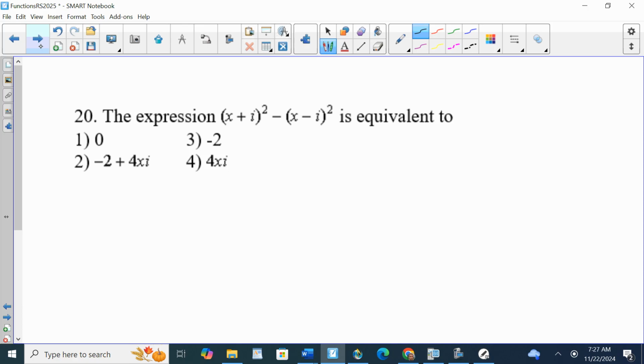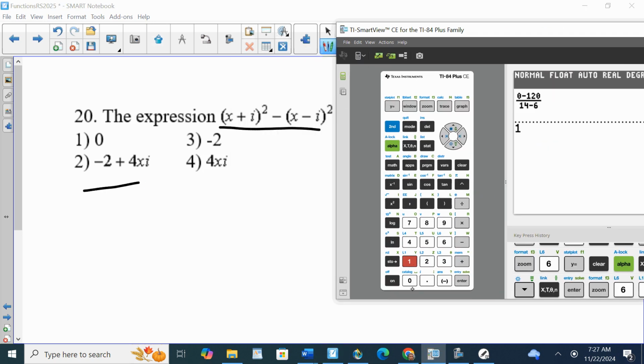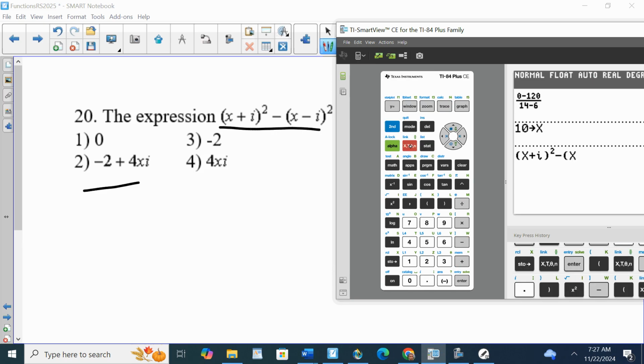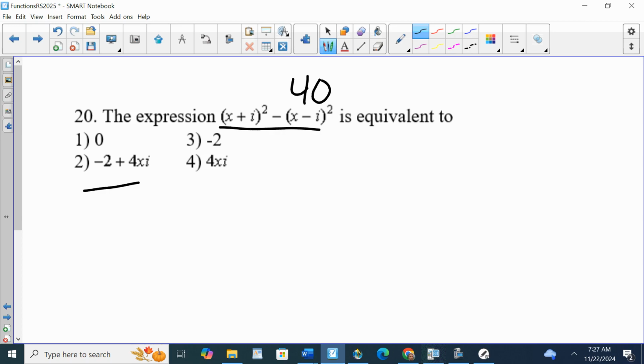We got a couple of review topics. The expression. There's variables in the problem. There's variables in the answers. So I'm going to store a value for x. I'm going to type in the original problem: (x + i)² - (x - i)². I've got 4xi. I'm going to type in each choice.